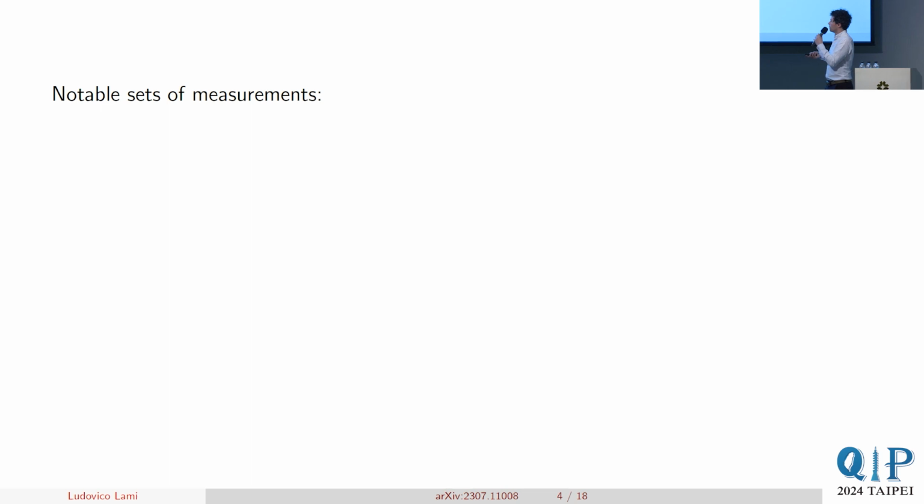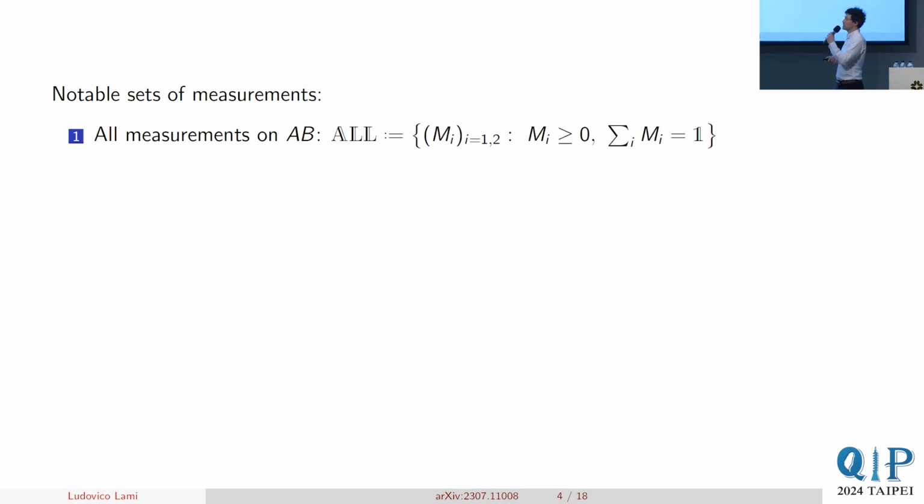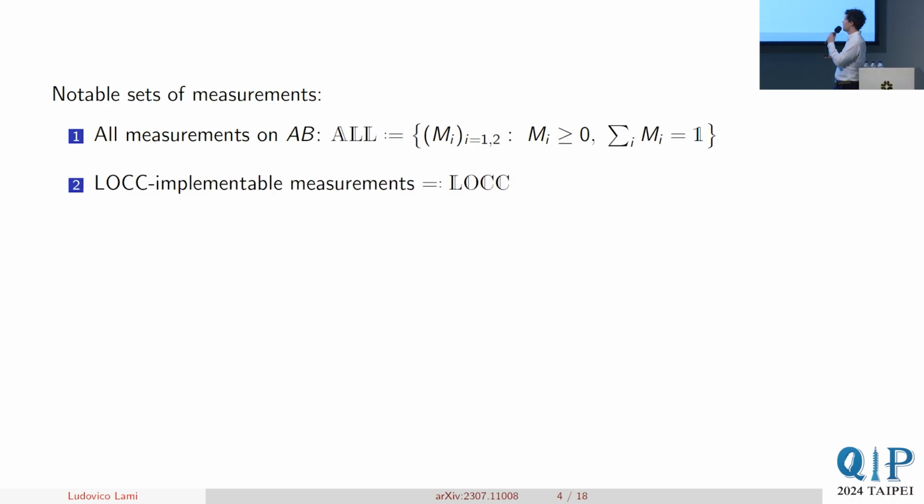But what are interesting sets of measurements? First of all, there's the set of all measurements on a bipartite system. That's definitely a very interesting set. You're assuming that Alice and Bob have generic power: they can do any measurement on their system. But of course, this is often not the case. Maybe Alice and Bob have an all-powerful quantum computer locally, but they can only communicate classically for some reason. Then the set of measurements that you would implement in this case is the set of LOCC implementable measurements, which we denote by LOCC. I'm not defining it mathematically because it's very complicated, but the operational meaning is very clear.